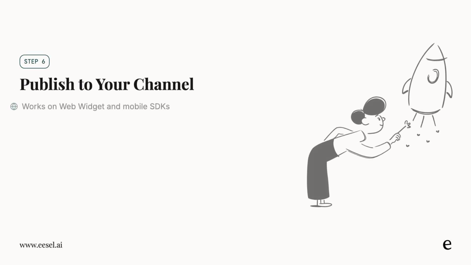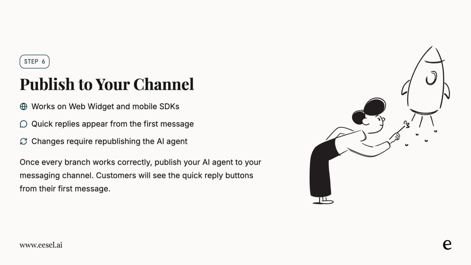Once every branch is working correctly, publish your AI agent to your messaging channel. Customers will see the quick reply buttons from their very first message. Keep in mind that any future changes require republishing the AI agent to go live.